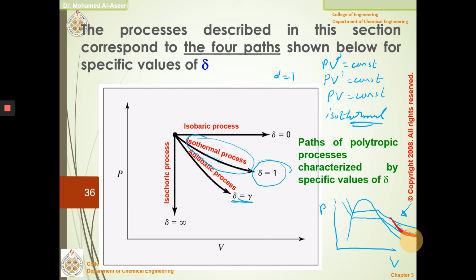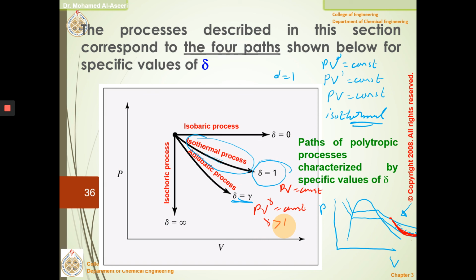And why more curvature? Because here PV to the power 1 is equal to constant, but here PV to the power gamma is constant. And my gamma is greater than 1 normally. So that's why the curvature is more. The greater the power of V, the greater the curvature.